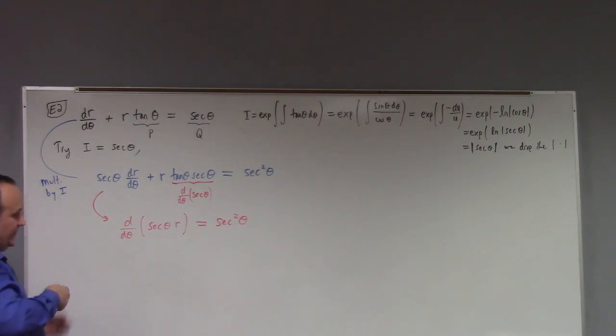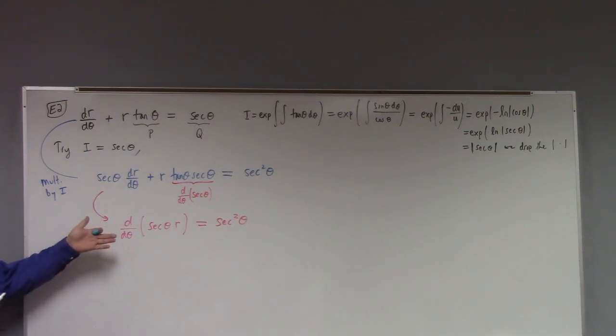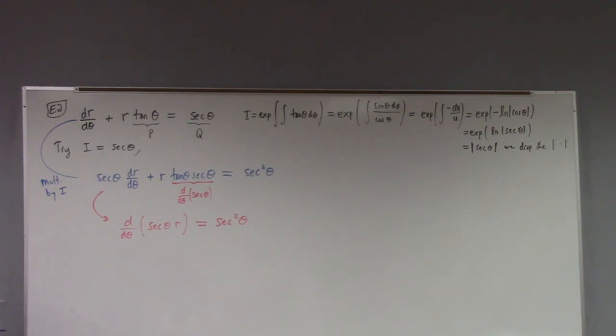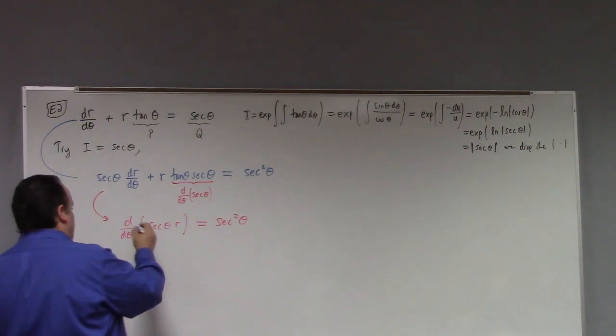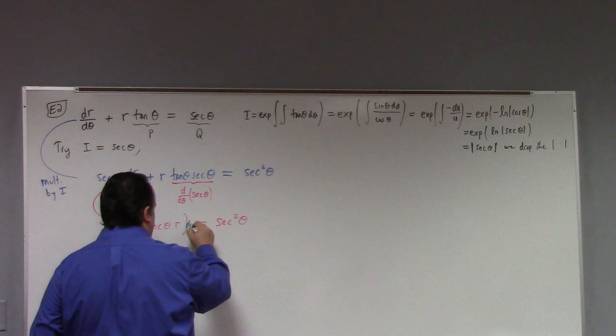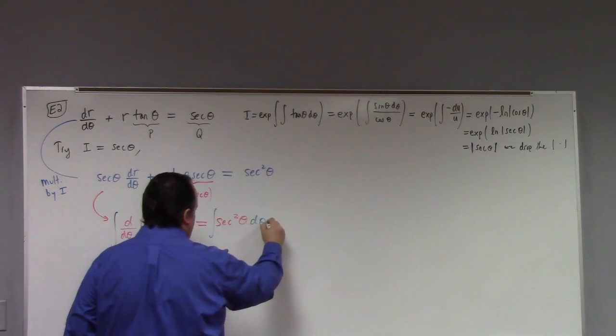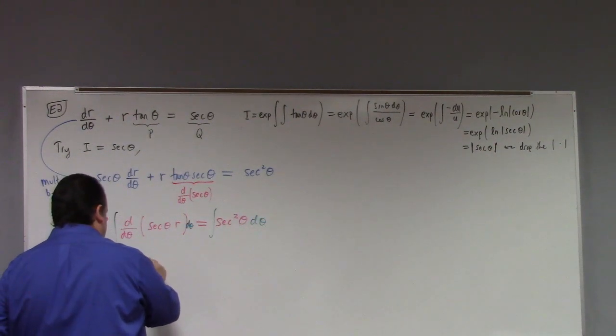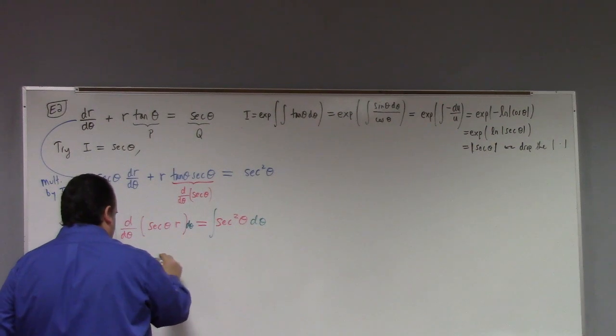So there we go. The reverse product rule worked. Now we can integrate both sides. So integrate. This side is easy. Secant theta times r, right?